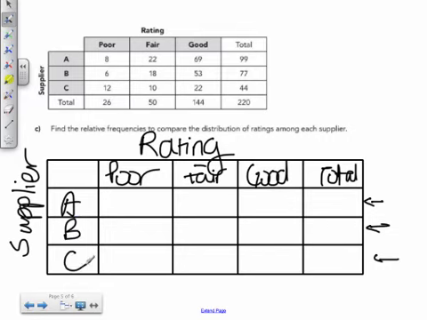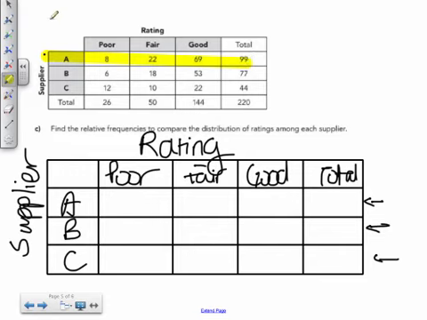So again, it says compare the distribution of ratings among each supplier. So I want to know what percentage of supplier A items were poor. So I'm going to look at this whole column to figure this out. Sorry, I did not mean to cross that off. So I'm going to look at this whole column right here to figure out that answer.